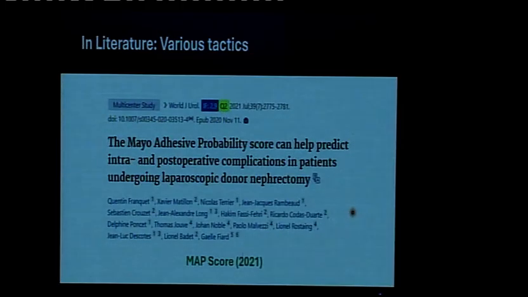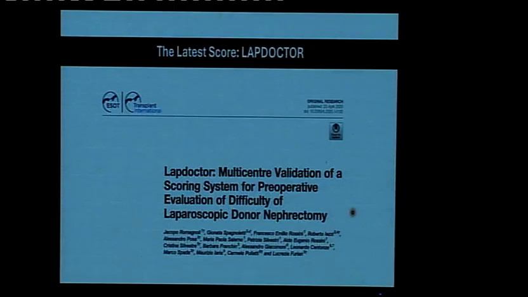Also, we have the MAP score, the Mayo Adhesive Probability Score, that assesses the difficulty of the laparoscopic donor nephrectomy based on the thickness and adhesiveness of the perinephric fat. And the latest, which is the subject of our lecture today, is the LAPDOCTOR Score, published by a group of physicians from Italy in 2025.